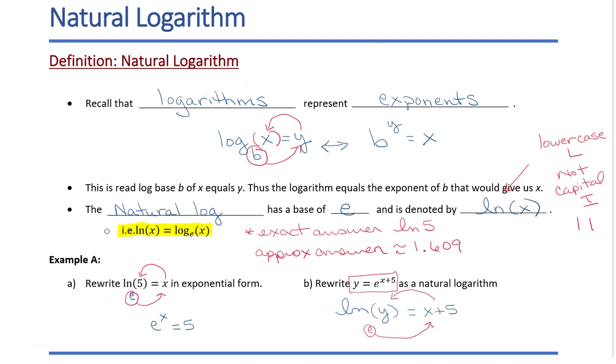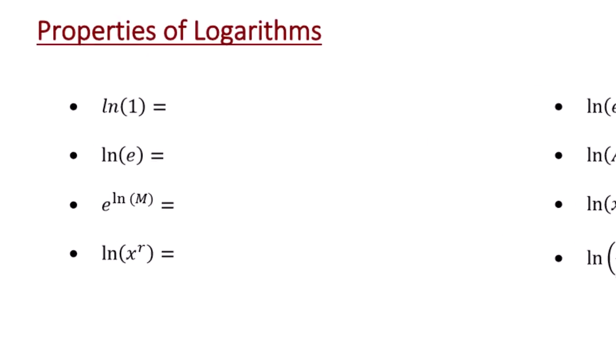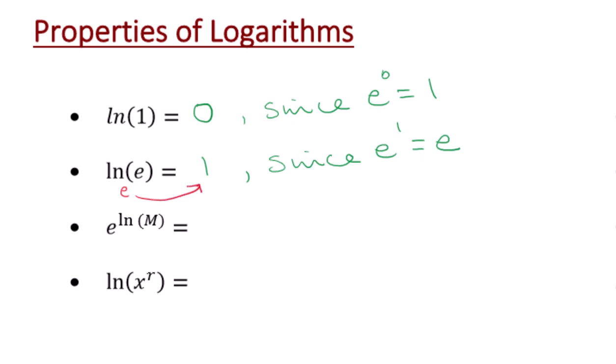So remember, logarithms represent exponents. Now let's recall some of our properties of logarithms. Logarithm of 1 equals 0. This is because any base to the 0 power equals 1. Natural log of e equals 1, since e to the power of 1 will equal itself. Again, using our definition, base to the exponent should equal our argument. Swirly-do. e to the natural log of m equals just m.